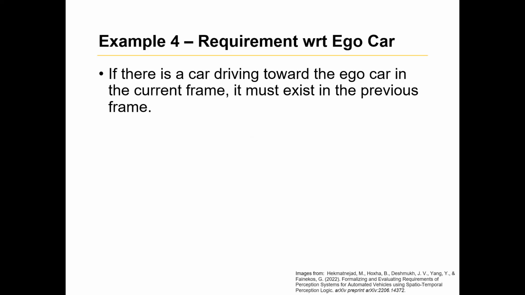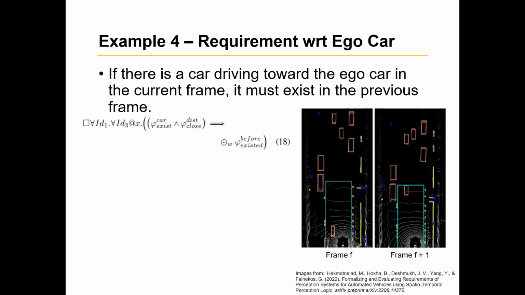And just to give you a diagrammatic view, if we say that this is close enough, and this is the ego car and we are moving, it should basically have a car here. So what it did is it detected the car here, but in the previous frame it never detected the car. So what we want is it should detect the car in the previous frame as well.